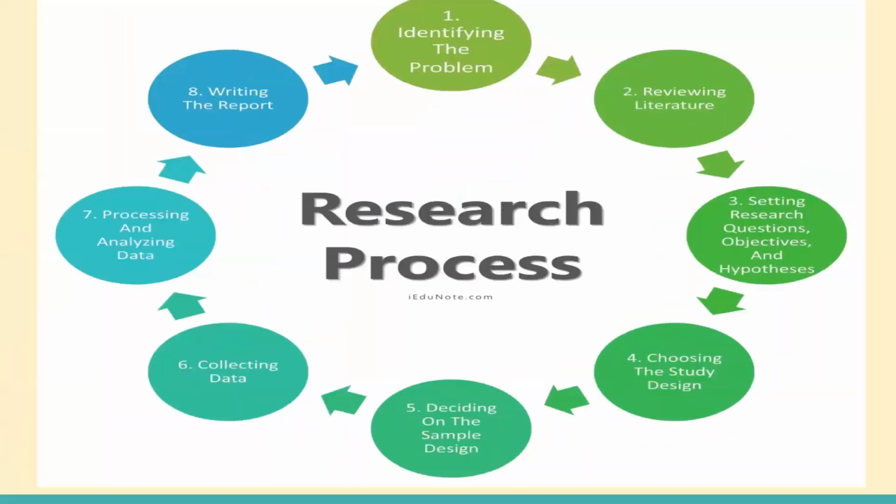Let's get started. Here is a simple diagram of the research process. It has 8 steps. First, you identify the problem. You find the literature for your literature review. You do your research questions, your aims and your objectives. Then you move on to choosing the study design, which is also known as your research design. Then you do your sample design, moving on to collecting data. Then you process and analyze your data. You write the reports, and that will be your final step in a simple research process.